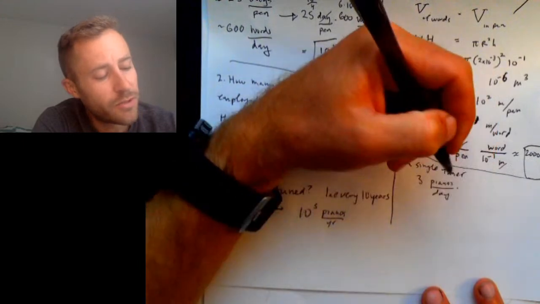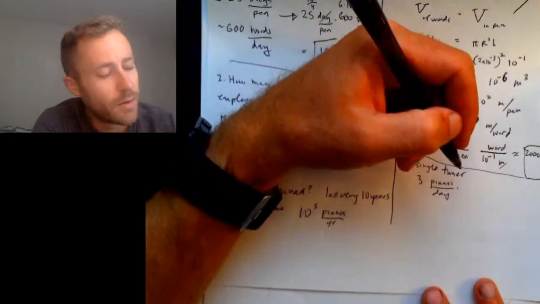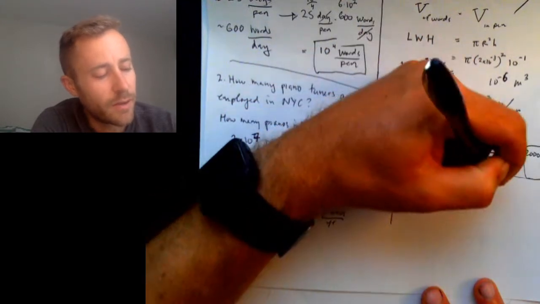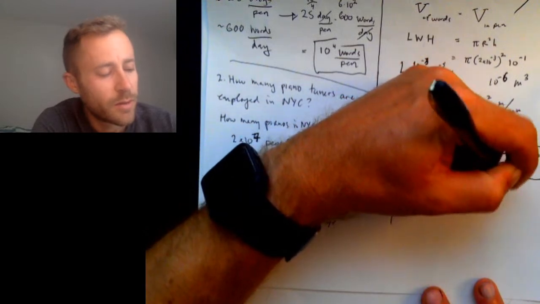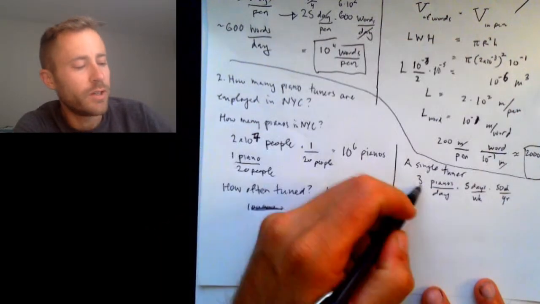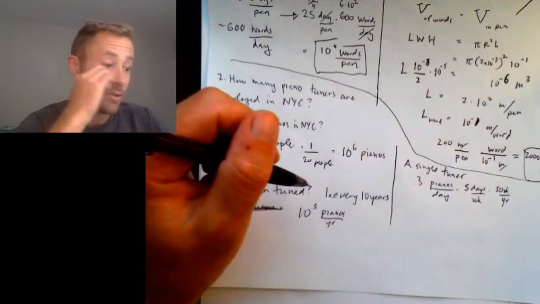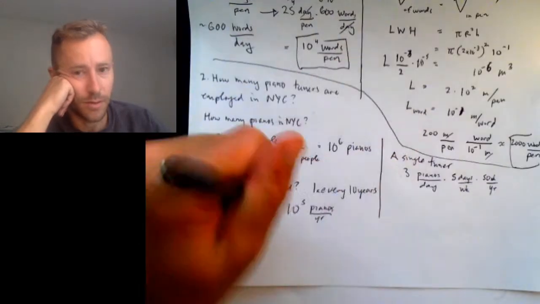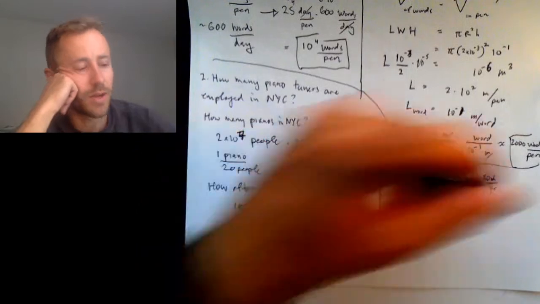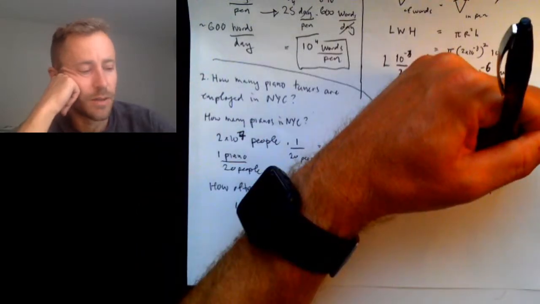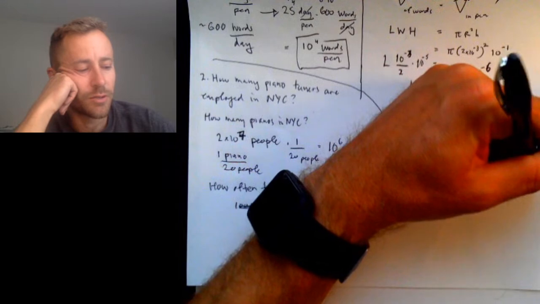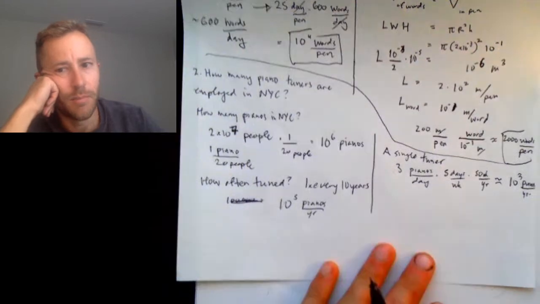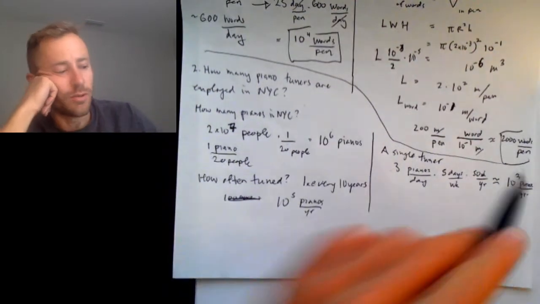And I'm going to say that the person is working 5 days per week and 50 weeks per year. So 3 times 5 times 50, that's about 750 pianos per year that a single tuner can tune. I'm going to just round that to 1,000. So this is roughly 1,000 pianos per year that a single piano tuner can do.